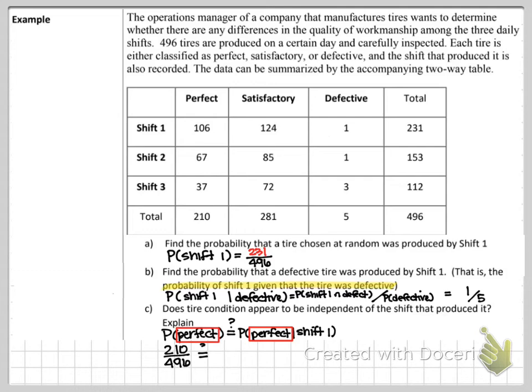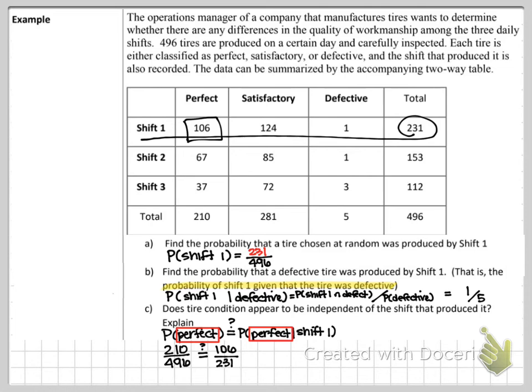I'm wondering if that's equal to, okay, so remember, this is going to be the probability of shift 1 given on the bottom because we know it's already happened. So probability of shift 1. Shift 1 is 231, so 231 is going to go on the bottom. Now, just in that row, which one of those were perfect? Well, of those, I think it was 106 were perfect. So let's put 106 on top.